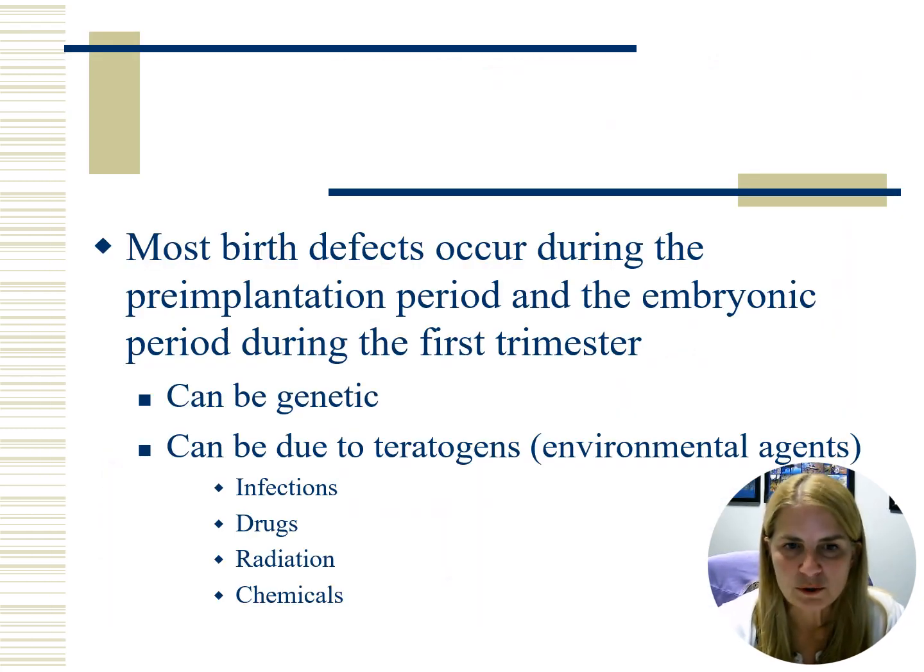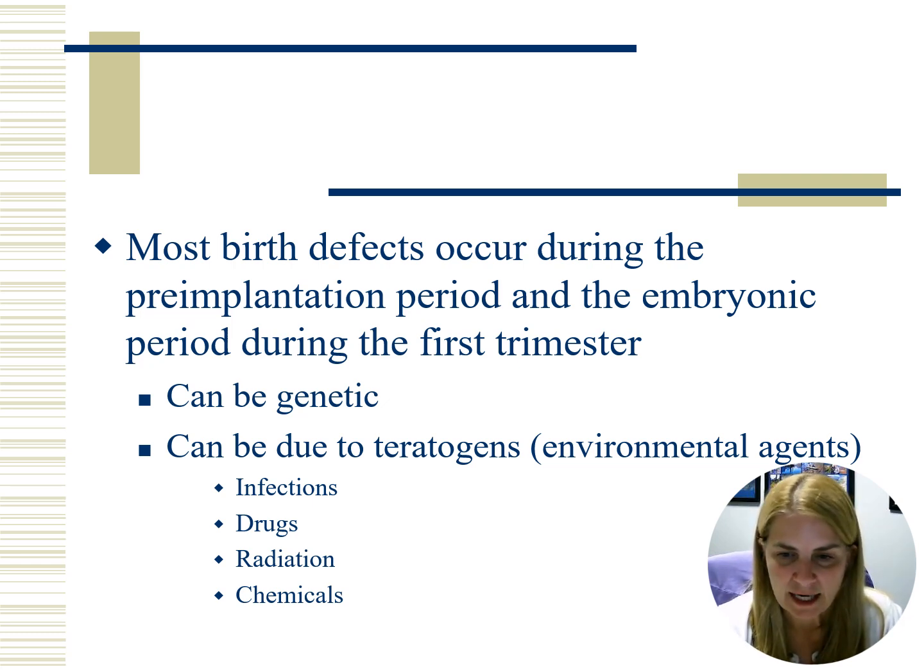As I said, most birth defects occur during that pre-implantation period and the embryonic period during the first trimester. So really, either in the first week it doesn't implant, something happens there, or in the 2nd through 8th week. Now, the congenital malformations can be caused by things that are genetic, environmental, teratogenic infections, drugs, radiations.